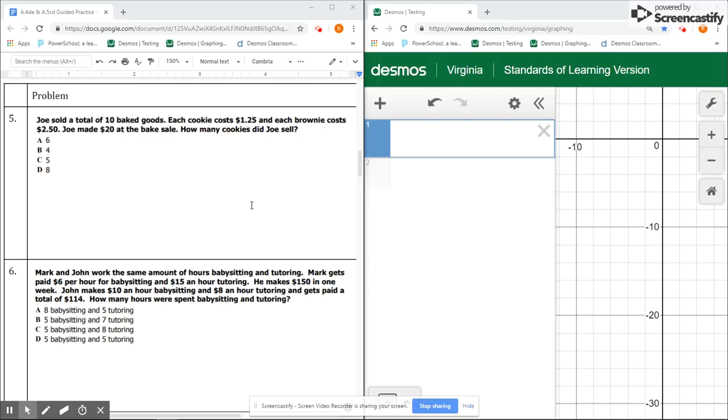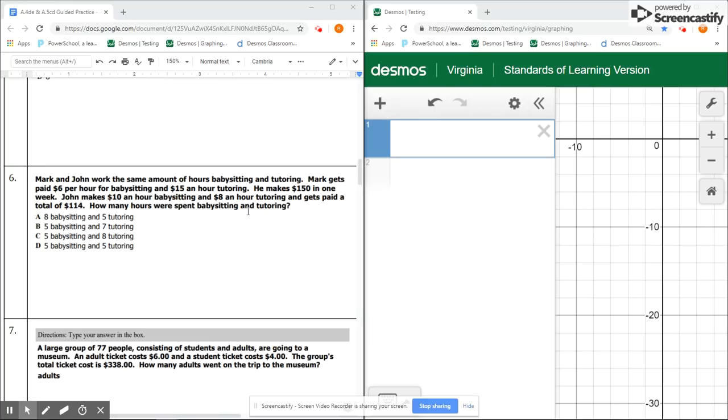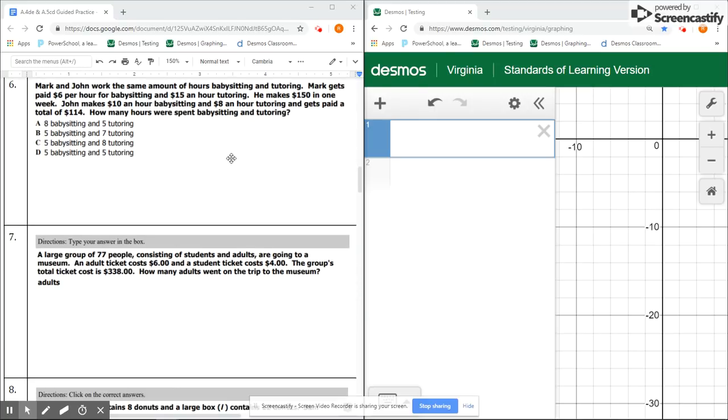We're on day 5. This is page number 2 for guided practice A.4 DE and A.5 CD. We're on problems 5, 6, 7, and 8. I'm going to start with number 6. So if you can look down with me to number 6.